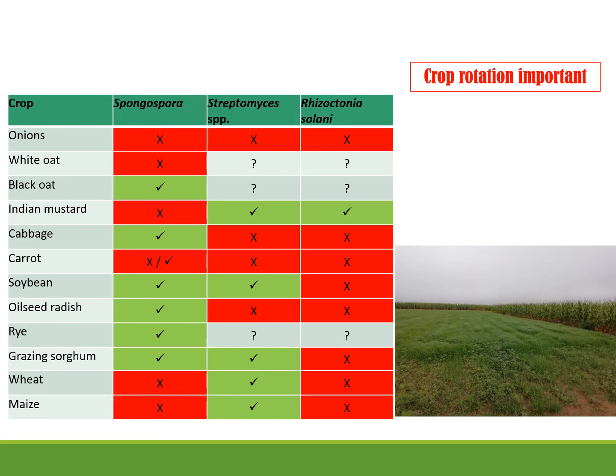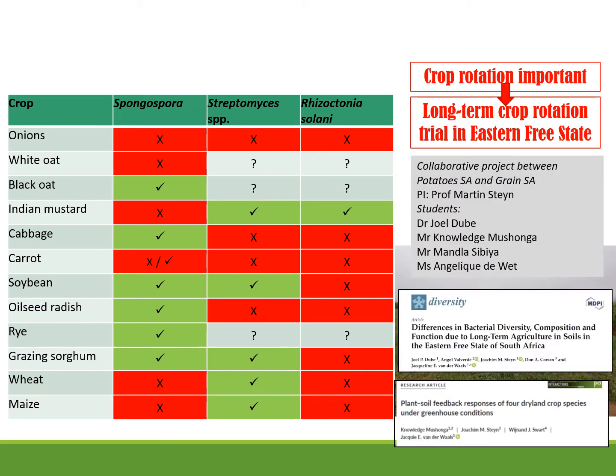So crop rotation is also therefore very important, and to this end we have a long-term crop rotation trial running in the Eastern Free State with some colleagues where we're looking at different rotation strategies and sequences that will best benefit potato health and the health of other crops as well as soil health.